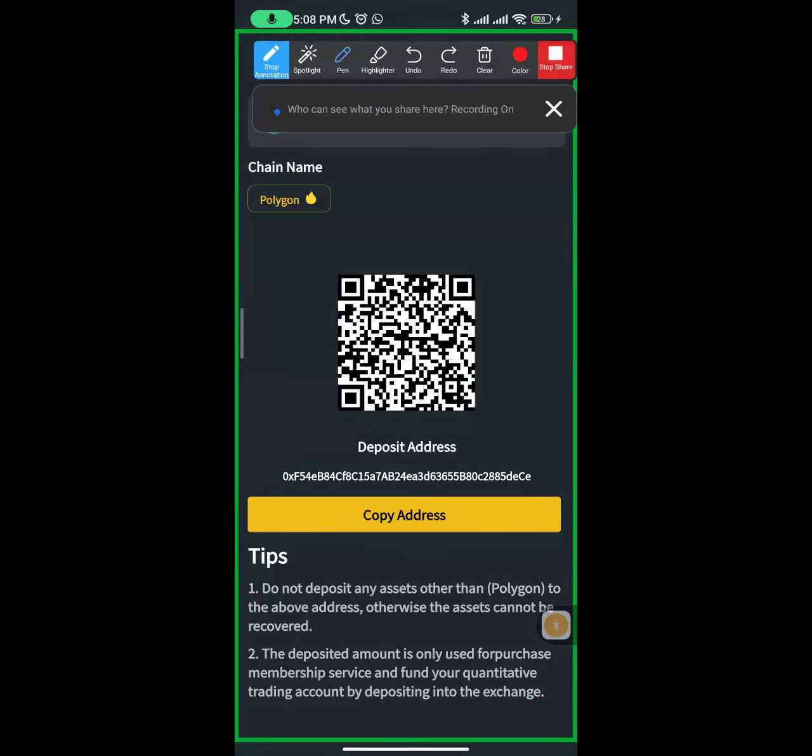Now, what's next? The network is Polygon. It's a Polygon chain, that's Polygon Matic. On your exchange, you could see it as Matic. The network is Matic, or you see it as Polygon. They are the same thing. So you're going to send 30 USDT, which is the minimum. If you're trading between $100 to $300, it means you need $30 as your gas fee.